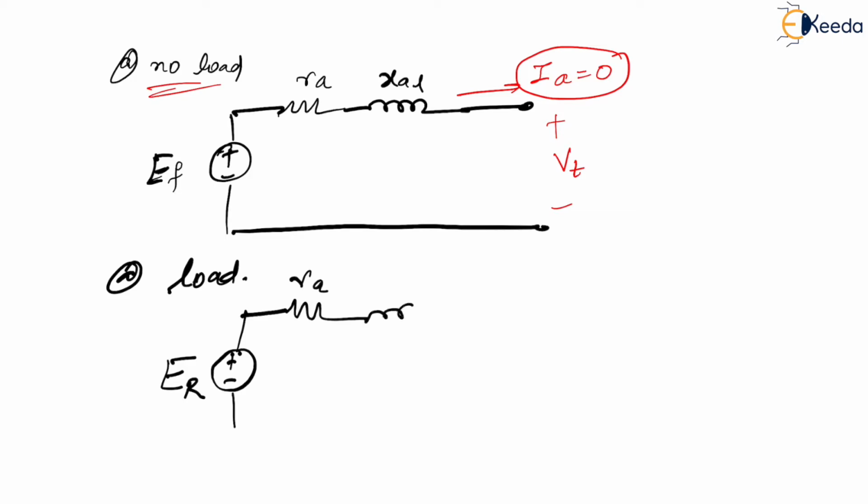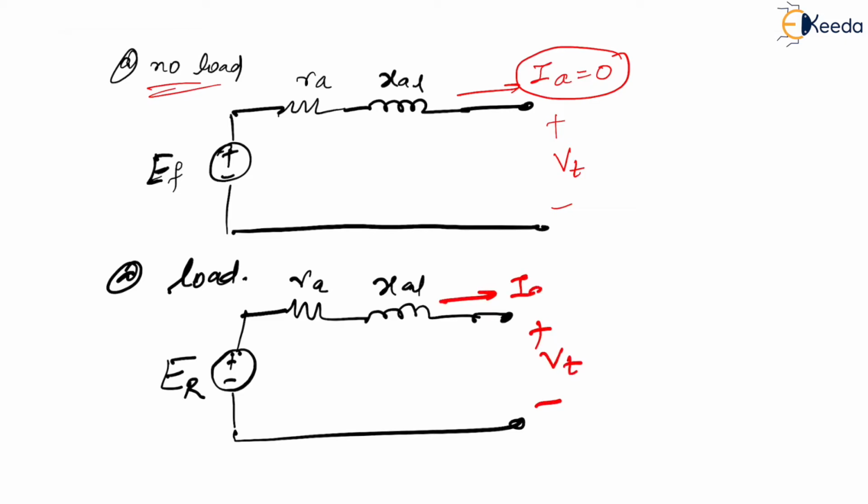So this is RA. This is going to be XAL. And what happens now is you'll be having terminal voltage at the end VT. And here what we have is IA, which will not be 0. Here IA will be some finite value. This is what happens at load. But now if we check out, there is a small problem. Not a small problem, but we'll try to see what it is. If you think of this ER, what is this ER? Is this ER fixed?